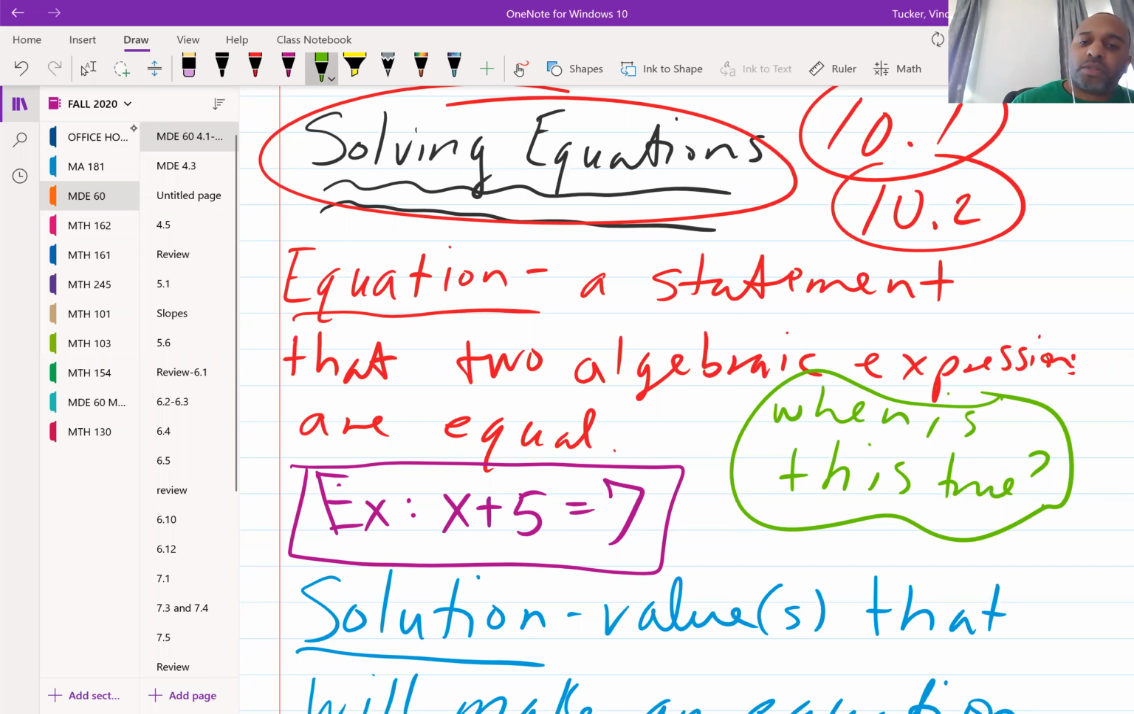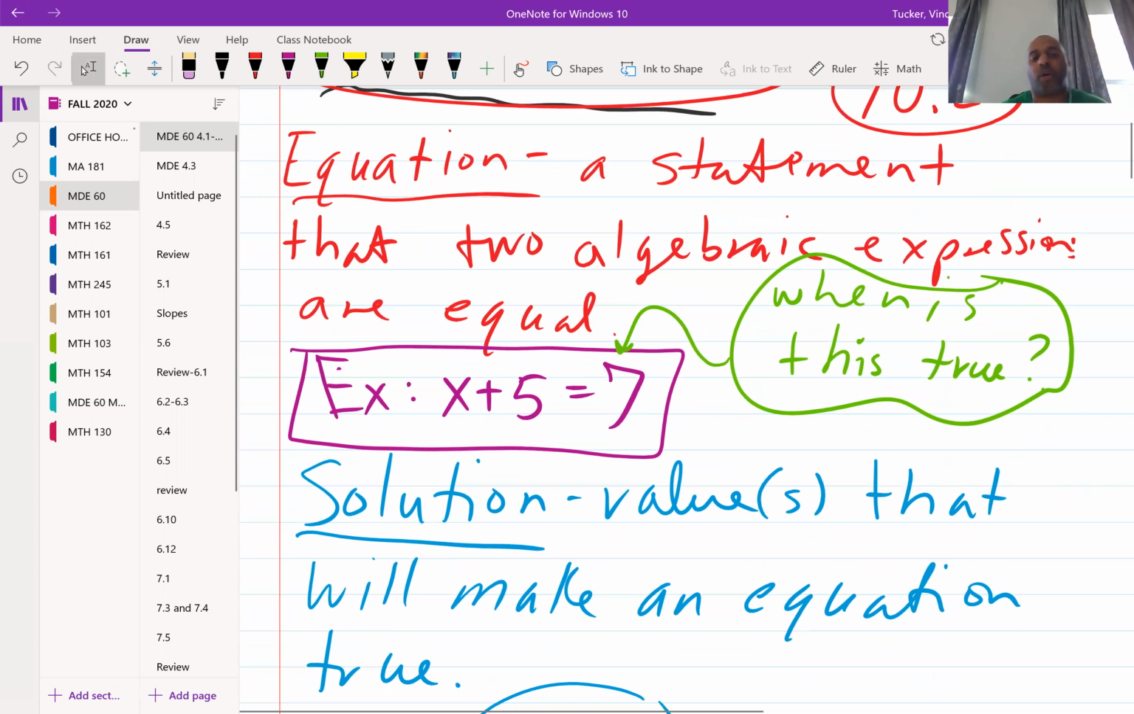So whenever you're talking about solving an equation, you want to know when is the statement true. In other words, when is x plus 5 equal to 7? So we're going to be solving to try to find the solution. Your solution will be value or values that will make an equation true. It is possible to have more than one solution depending on the complexity of the equation.